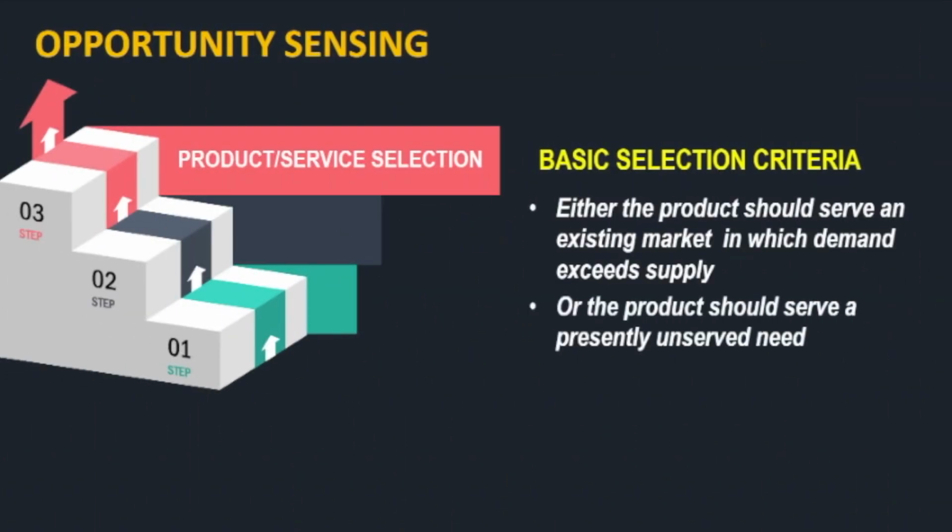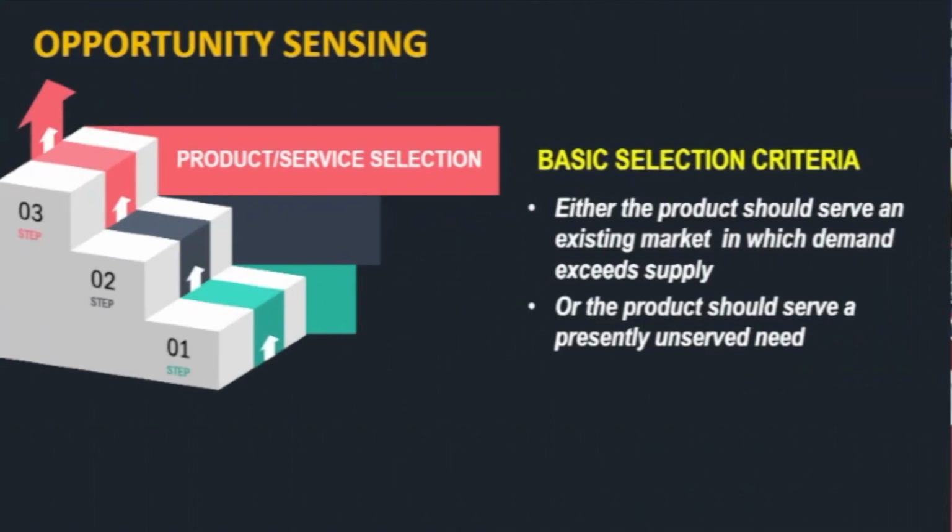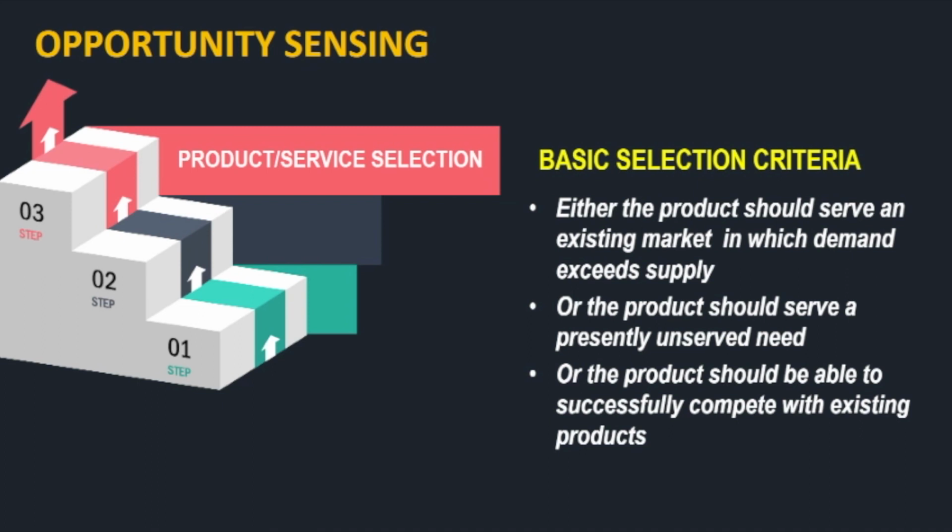That means, in any area where the demand is more and the supply is less, you can always venture into that area because the demand is there. Second, the product should serve a presently unserved need. That means the demand is there, but there is no supply. You can always make that product or supply that service. The third is, the product should be able to successfully compete with the existing products.